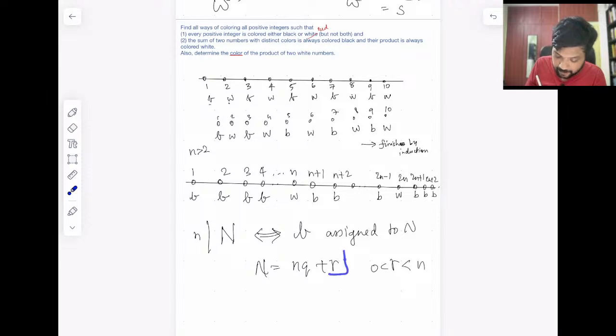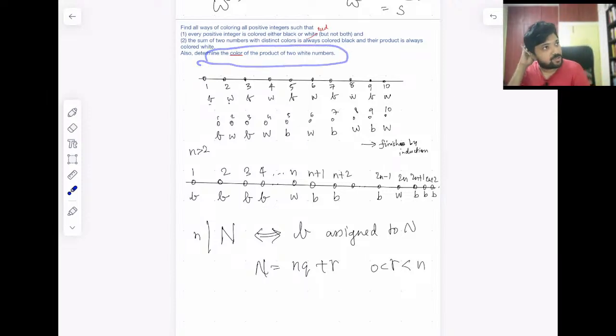This is black. We want to prove a capital N is black, so we have to prove n into q is white. So we know n is white, but we don't know what q is. If you could prove n into q is white, we are done. How do we prove this? Oh, it goes back to this.